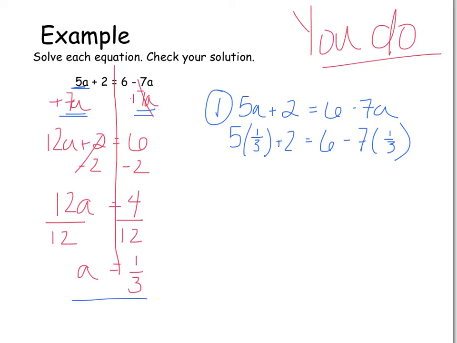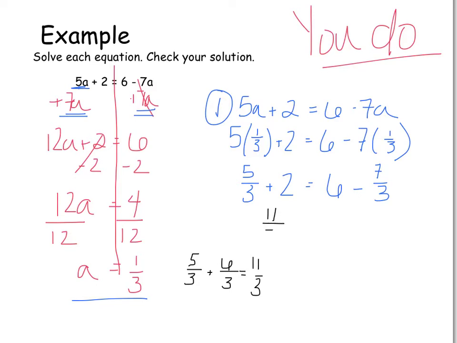5 times 1/3 is 5/3 plus 2, and then 6 minus 7 times 1/3, we need to do our multiplication first, so we're going to do 7/3 here. Then I need a common denominator. I'm going to maybe do that in black down here. 5/3 plus, I need a common denominator of 3, which will make that top a 6. And adding across, I get 11/3.